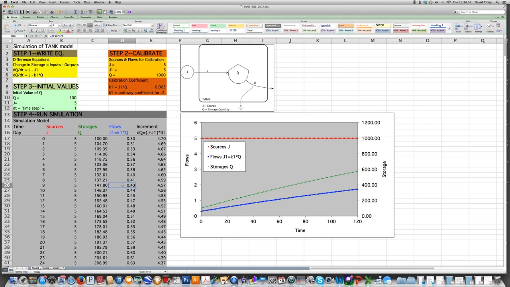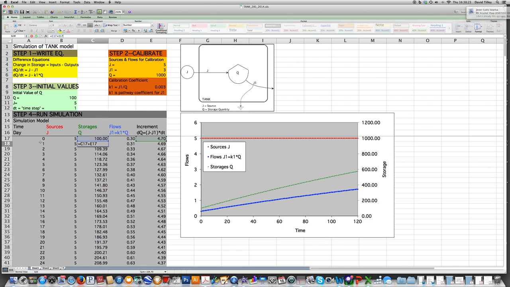The same would hold true for this equation for J1. It's always using K1 up here in the E8 cell, but it's adjusting which Q it uses, using the one of that to represent that day. We should also note that the equation for Q is just simply adding the previous value of Q.